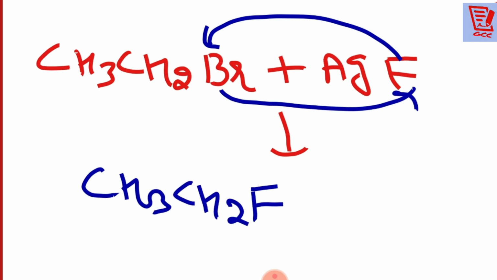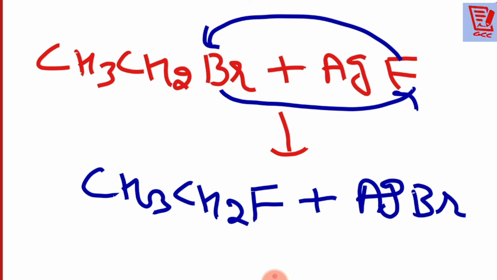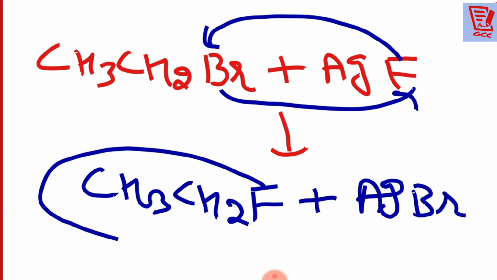CH3CH2F plus AgBr. हम इसको बोलते हैं कि अगर घी सीधी उंगली से ना निकले हम उंगली टेढ़ी भी कर सकते हैं. वही बात है कि हमने डायरेक्टली नहीं बने वो हमारे पास, but we have prepared the fluoroalkanes by the halogen exchange method. क्लियर है? By the halogen exchange method.